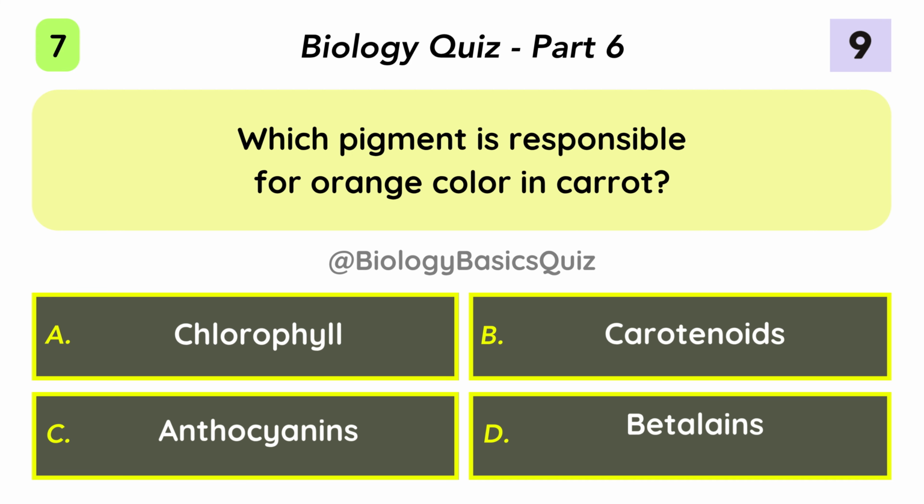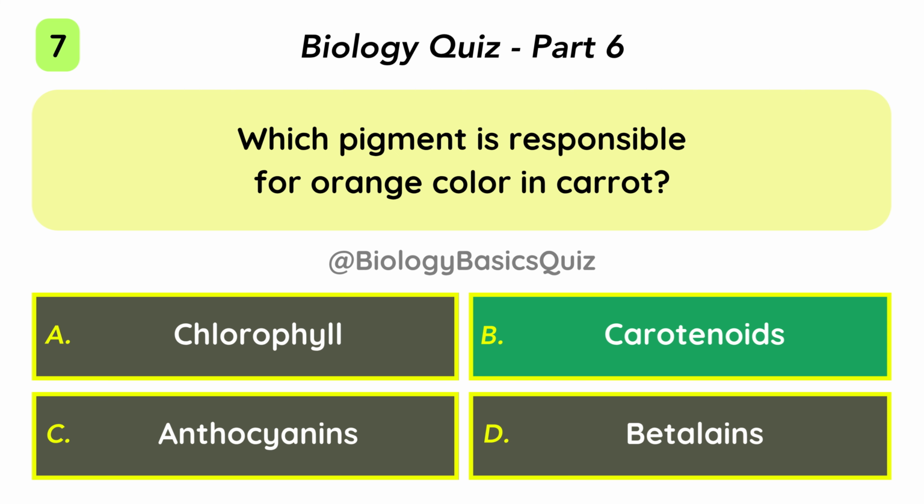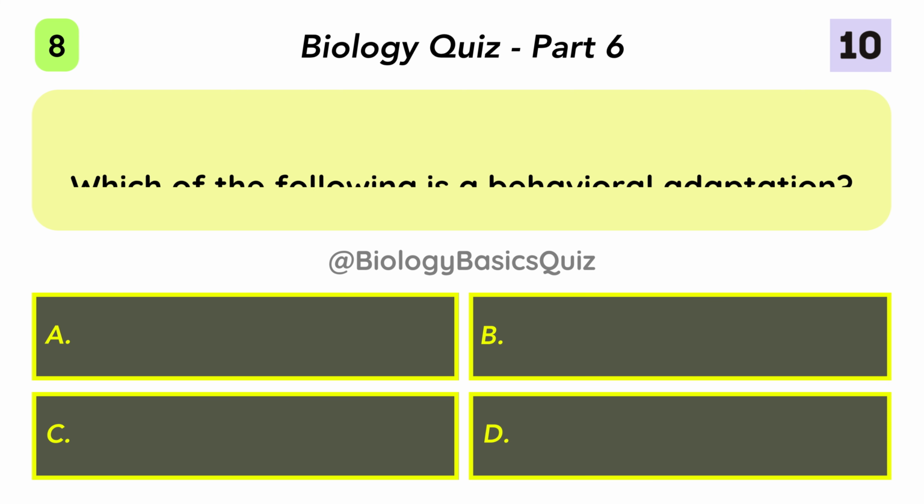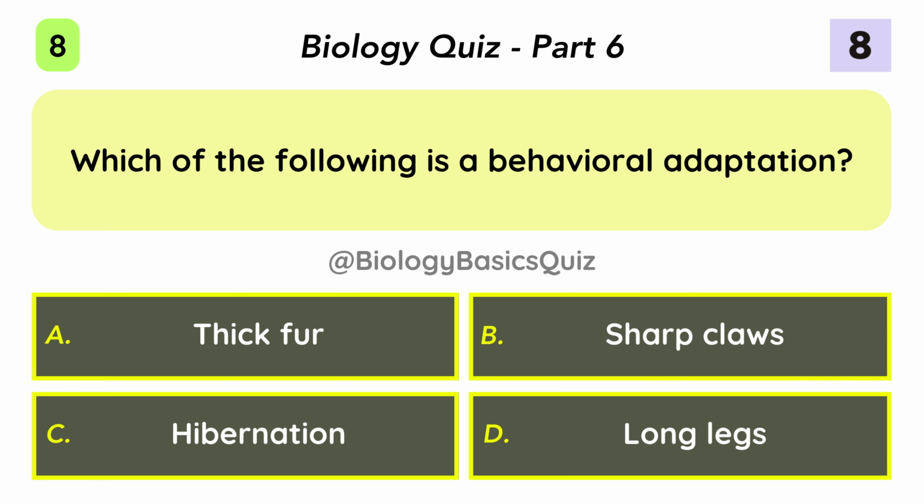Which pigment is responsible for orange color in carrot? Carotenoids. Which of the following is a behavioral adaptation? Hibernation.